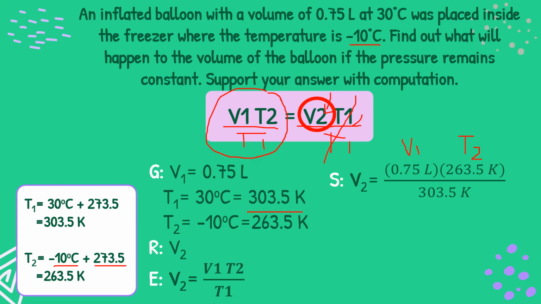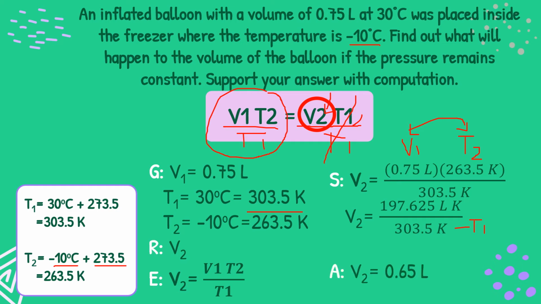So first we need to multiply, or get the product of these two, and we will have 197.625 liter Kelvin. Then we need to divide it by our initial temperature, which is 303.5 Kelvin, and we will have 0.65 liter as the final volume. Now, why do we have liter? It is because we need to cancel out the Kelvin, and we will be left with liter, which is a unit for volume.